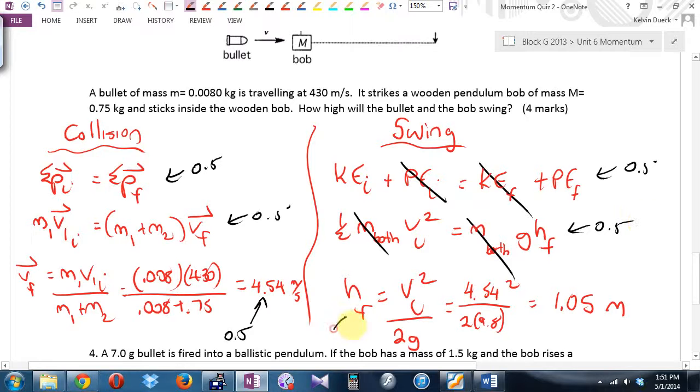2.5. 3. 3.5. 4 marks. I think that works. Something like that. I don't know. If you're not sure, ask me to look at it. Last one.